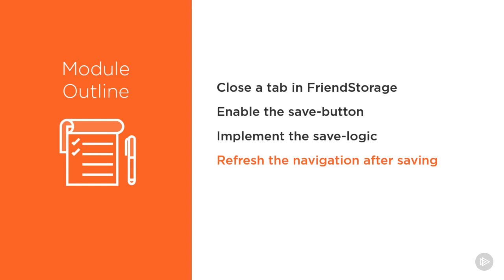Okay, as we do all of this in a test-driven way, we have to write a lot of unit tests in this module. So we shouldn't lose more time on this module outline. Let's start with closing a tab in the friend storage application.